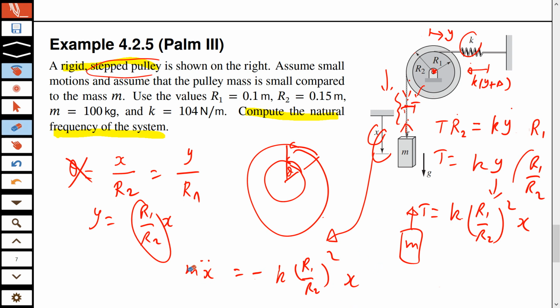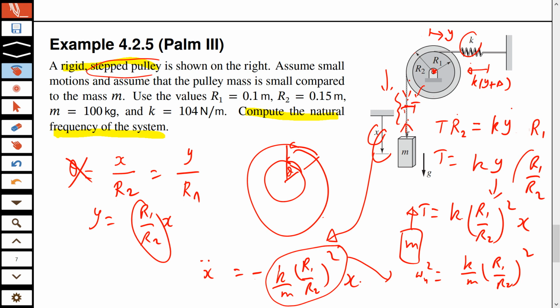So if I now divide both sides by m, so this will be my omega n squared, k over m times r1 over r2 squared, okay? So you see it, I mean, ignoring that effect of gravity made our life easier.